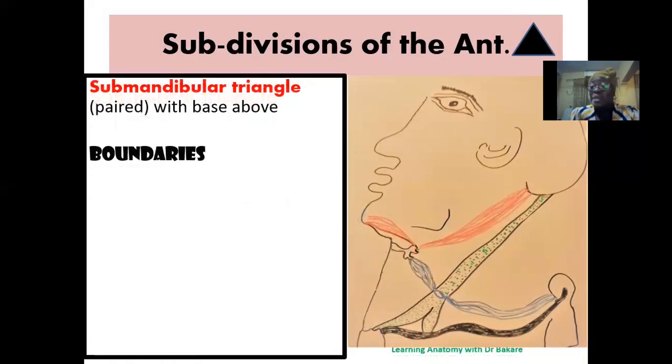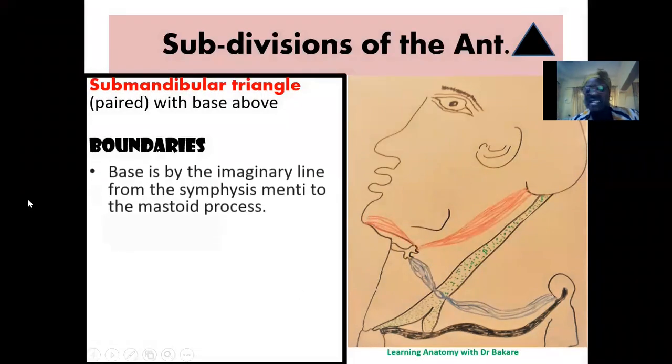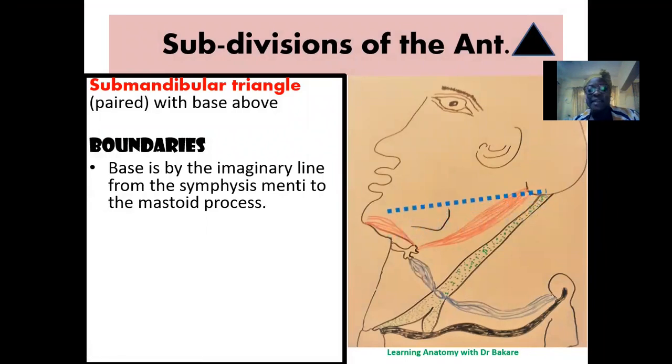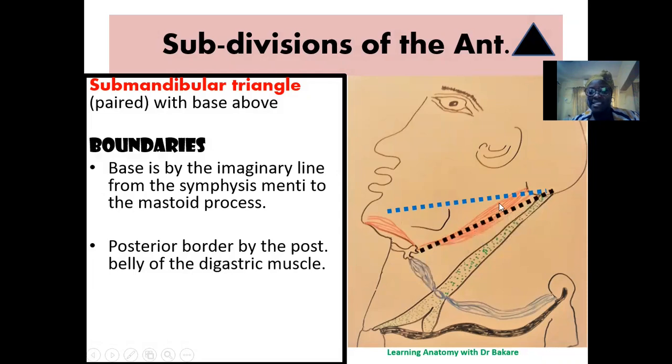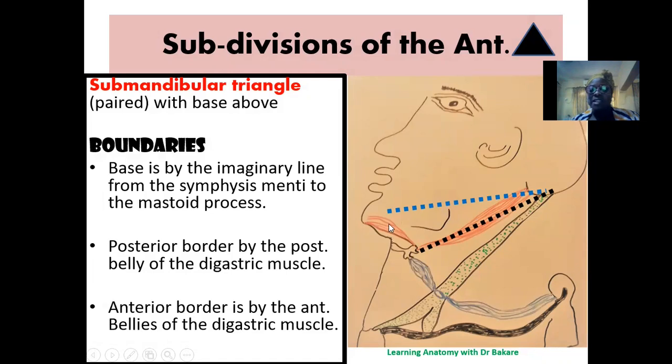The next one is the submandibular triangle. It is a paired type of triangle. That means it is located one on the right and one on the left. It is located behind the submental triangle. The boundaries: we have the base formed by an imaginary line drawn from the mastoid process to the angle of the mandible. And we have the posterior border formed by the anterior border of the posterior belly of the digastric muscle, while we have the anterior border formed by the posterior border of the anterior belly of the digastric muscle. So we now have the 3-sided configuration formed, and this is termed the submandibular triangle.